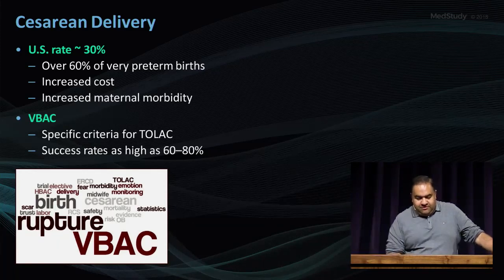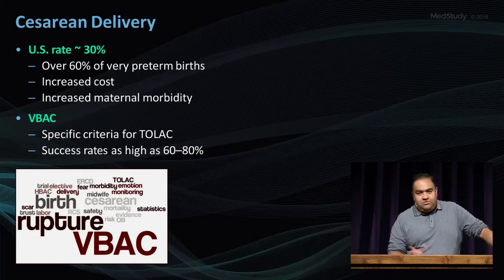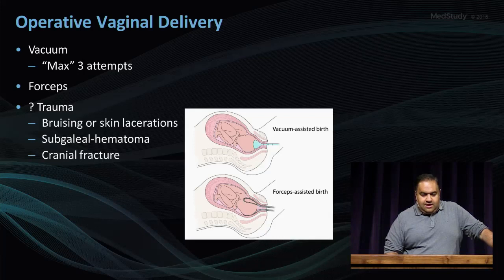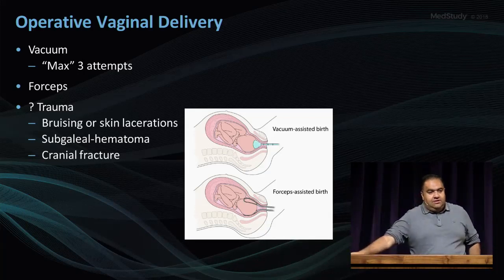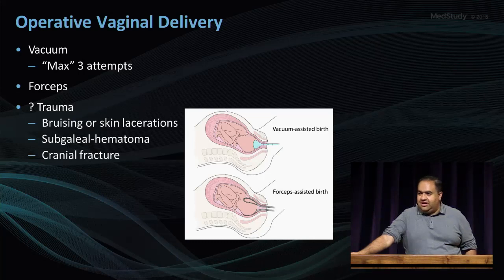So we talked a little bit about VBAC, with success rates as high as 68%, but those extra 20% that are not successful can be very devastating. Operative vaginal deliveries still occur in operating rooms as they try to get the kids out. For vacuum extractions, usually they try not to do more than 3 attempts. If you're the provider there, it's hard to tell the OB, hey, 3 has been enough.